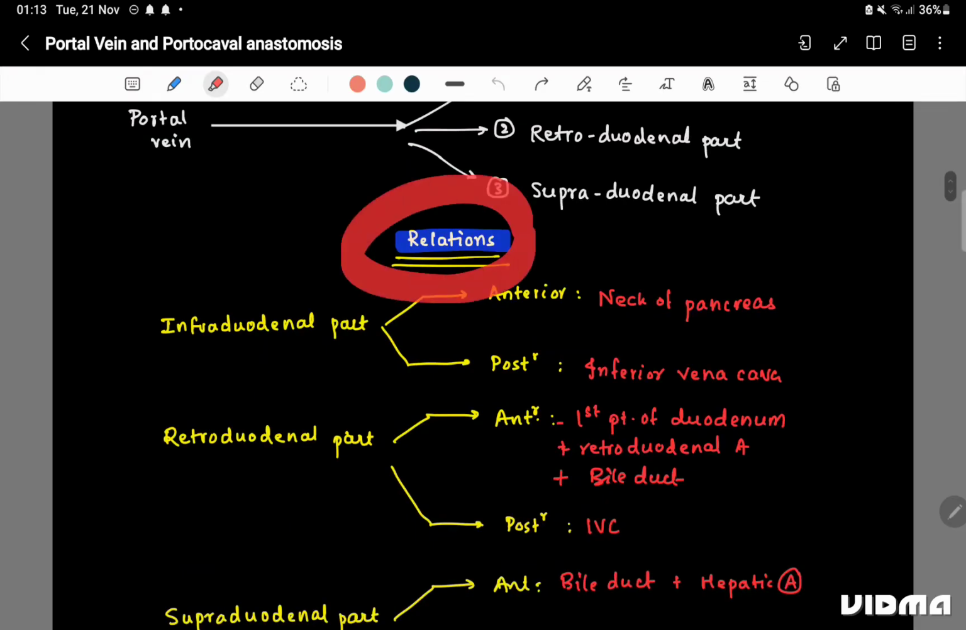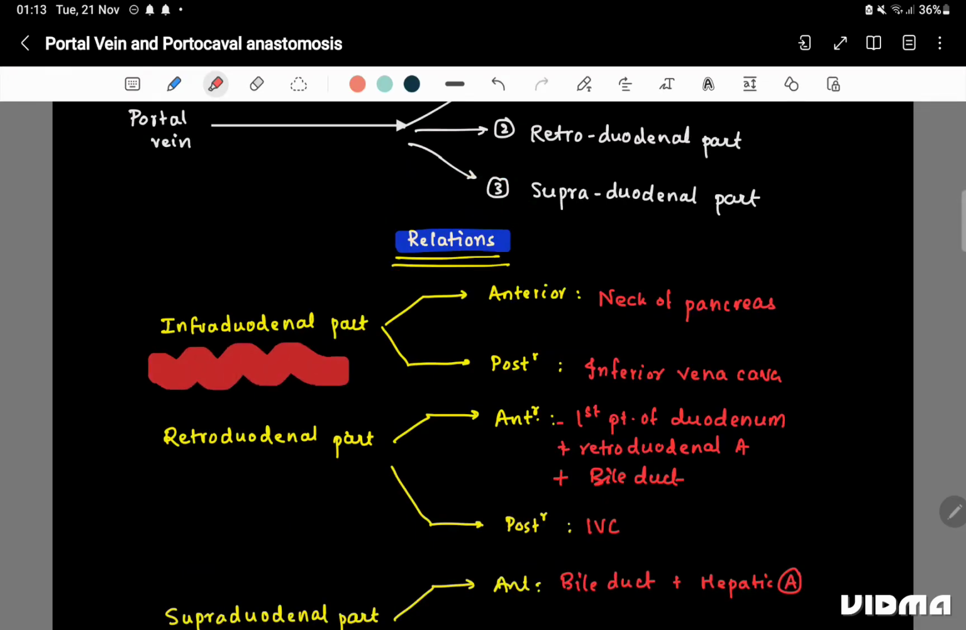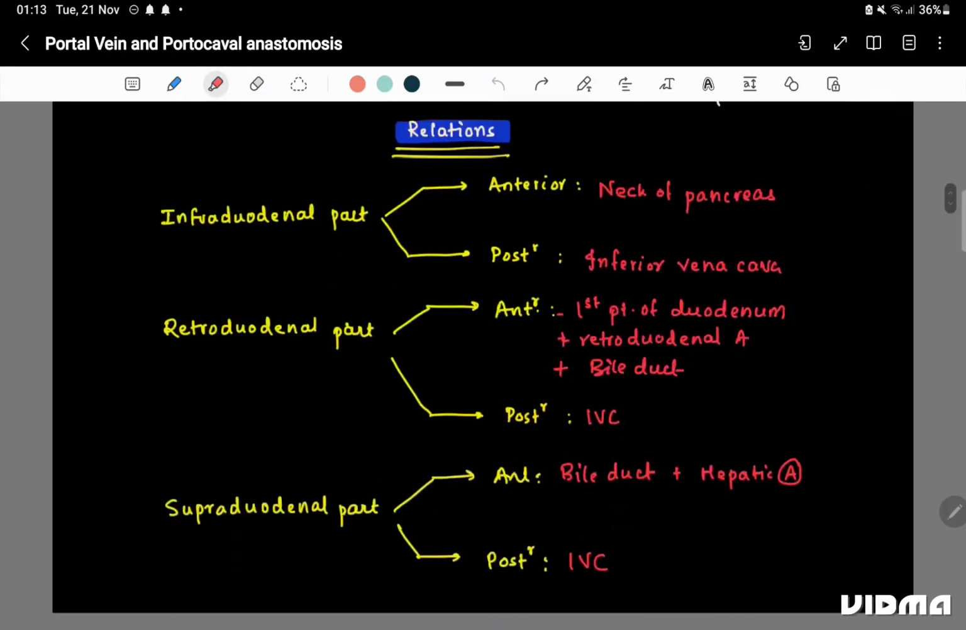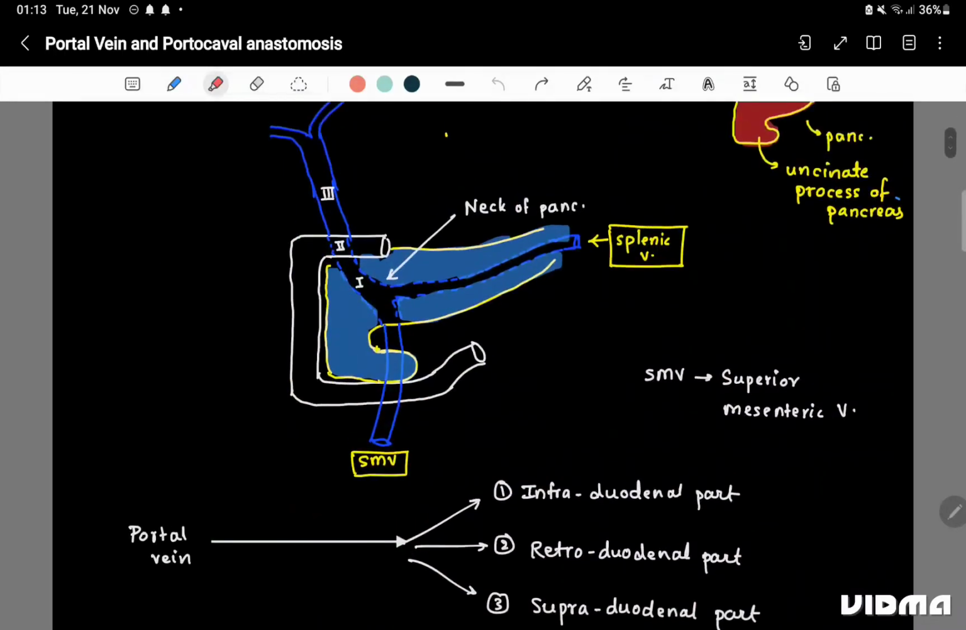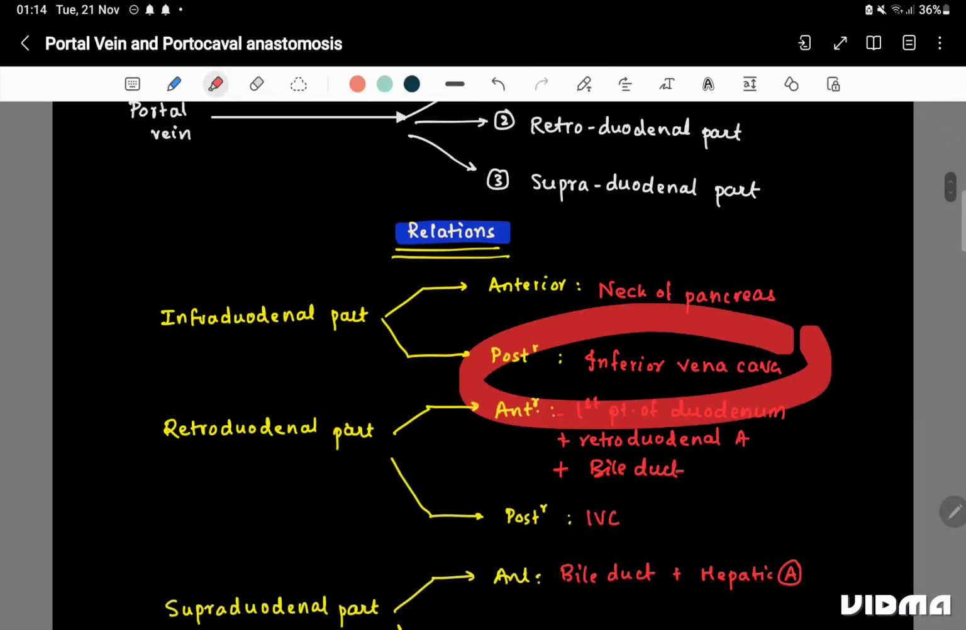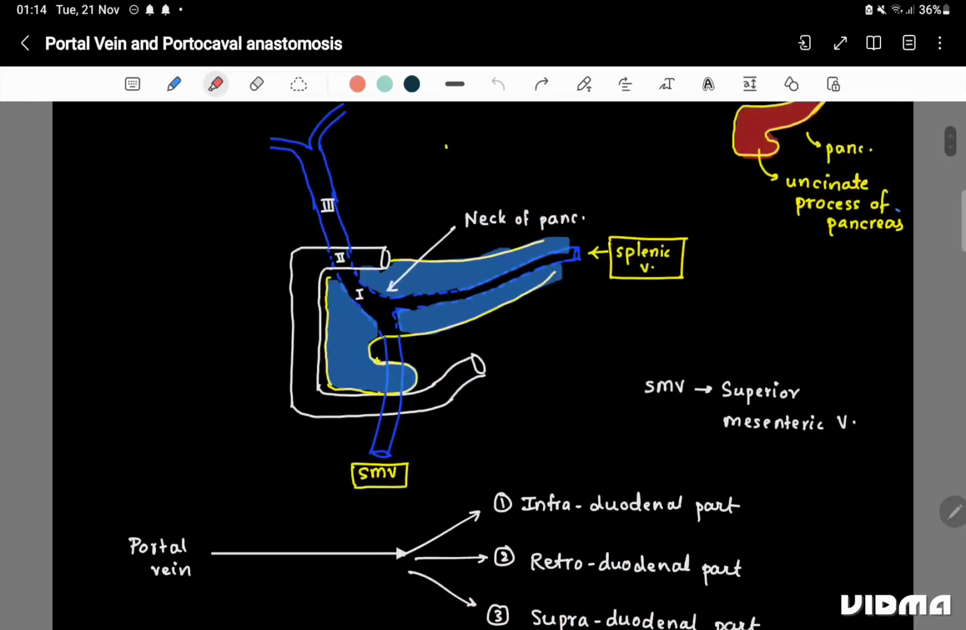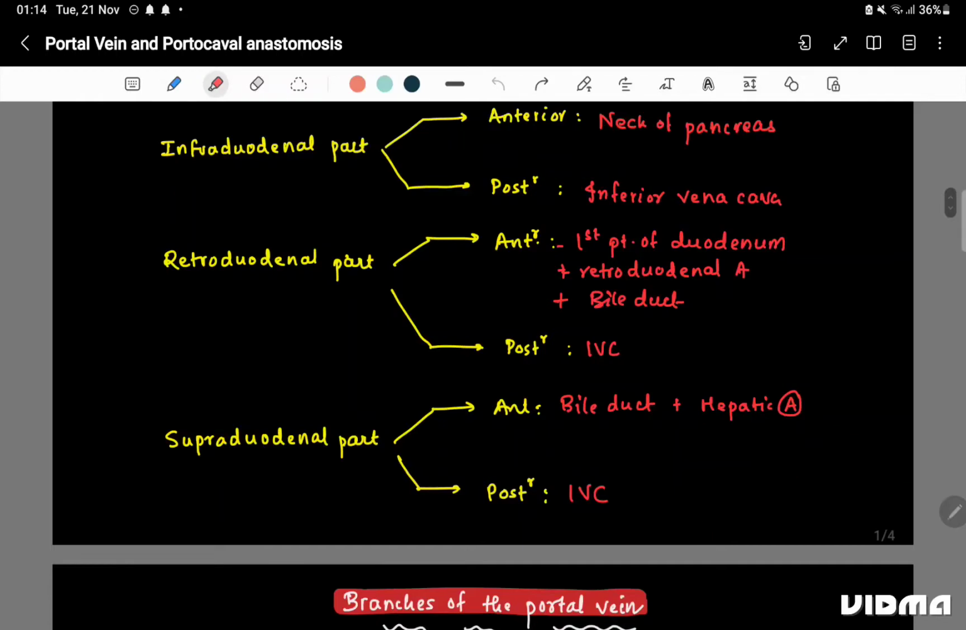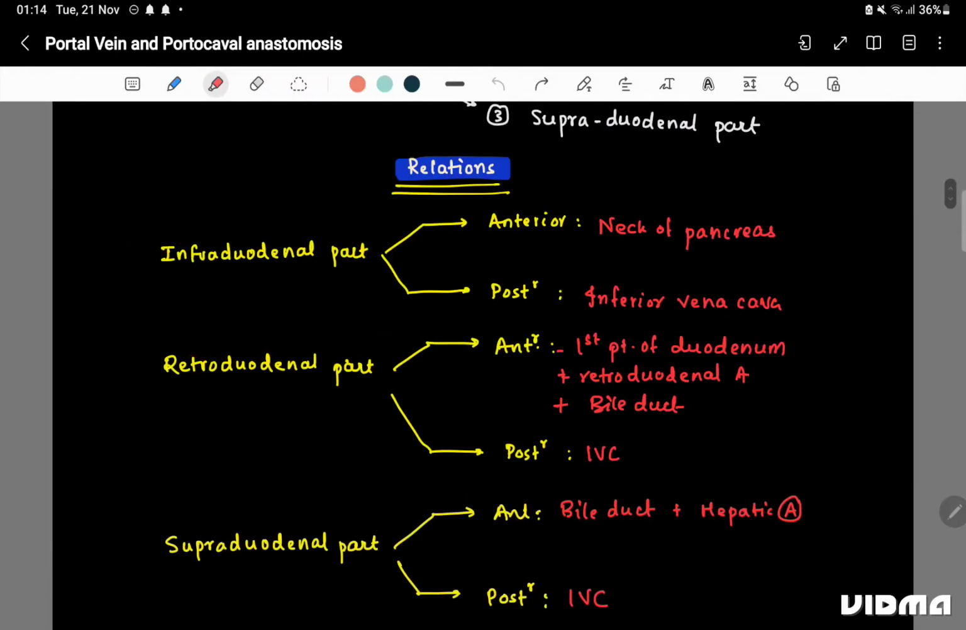Talking about the relations, what are the relations of the infraduodenal part? We have the anterior relation, that is the neck of the pancreas. Just see, we are talking about the infraduodenal part. So here we have the neck of the pancreas, and posteriorly we have the inferior vena cava. The inferior vena cava must be present like this somewhere. The posterior relation of the infraduodenal part is the inferior vena cava.